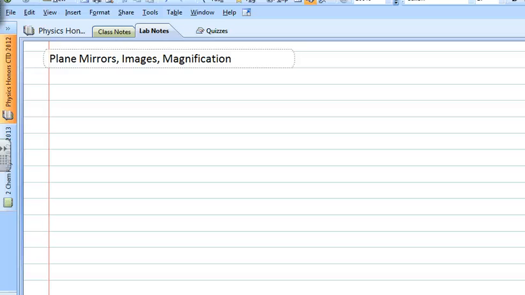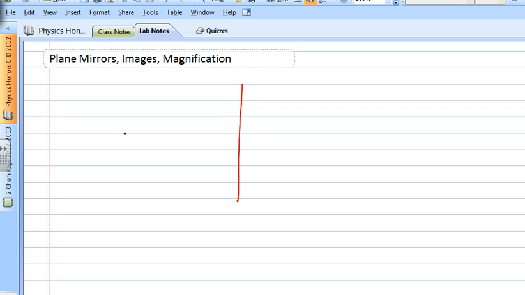Okay, welcome back everyone. In this video we're going to be talking about plane mirrors and just have a quick introduction to the different types of images that mirrors and lenses can make. So a plane mirror is just a mirror with a flat surface, and when we think about the image formed by a plane mirror, we have to do some ray tracing.